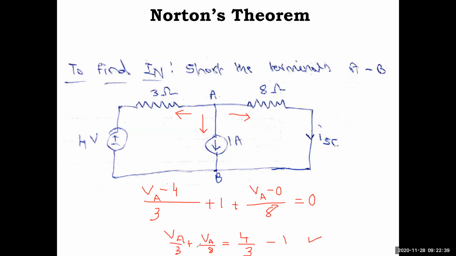So now you have to take the LCM and solve for VA. And then take the ratio VA by 8. You will get the ISC current. Okay. Hope you noted down this. We'll go further, simplify this and solve the ISC current. So I will erase and go. So you pause the video and note down.